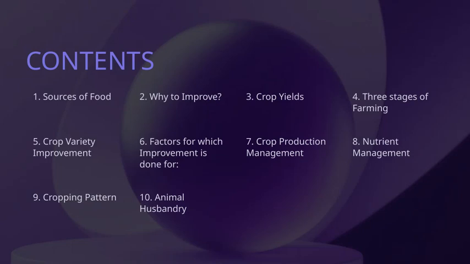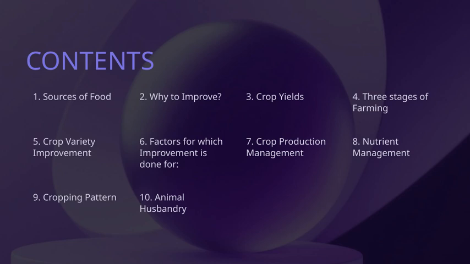Let's take a quick overview of the contents for today's discussion. We'll start with the sources of food, which is fundamental to understanding how we meet our nutritional needs. Then, we'll explore why improving crop varieties is so essential, especially in the context of increasing food security. Moving forward, we'll look at crop yields, which directly relate to productivity and efficiency in farming. Next, we'll examine the 3 stages of farming. These are the core activities that make up the entire agricultural process.